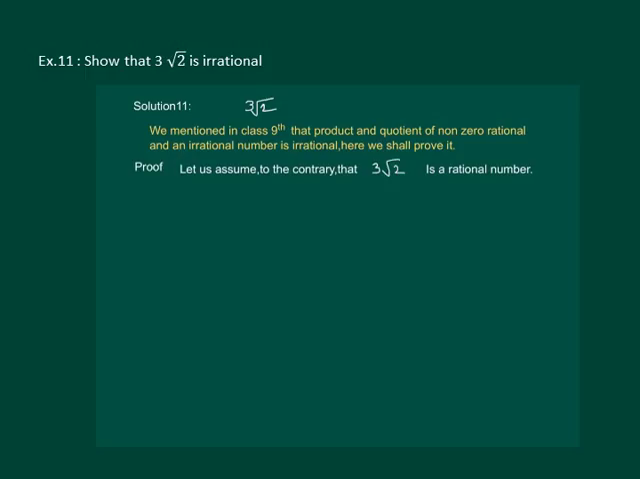Let us assume to the contrary that 3 root 2 is a rational number. If it is a rational number, then there exist co-prime integers a and b, where b is not equal to 0, such that 3 root 2 is equal to a by b. Let us solve this further. We can get root 2 equal to a by 3b.